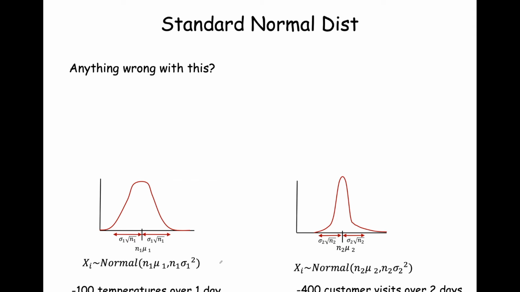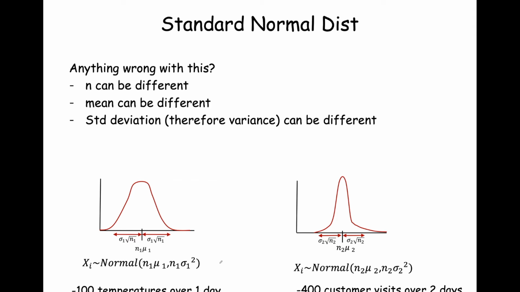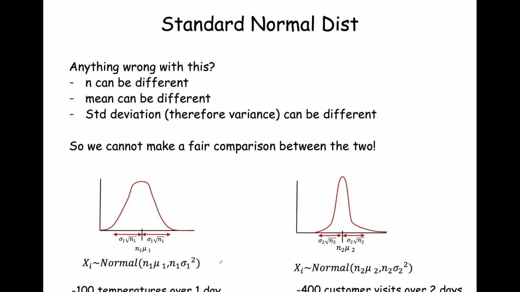What's wrong with this? Well, certainly n can be different, the number of terms in the sum Sn. The mean can be different, so n1 mu1 can be different from n2 mu2. Likewise, the standard deviation, therefore the variance, can be different. So n1 sigma 1 squared can be different from n2 sigma 2 squared. So not only can their centers be located differently, their dispersions can be different. So how exactly, even if they're normal, can we make a fair comparison between these two distributions? We can't. We can't make a fair comparison.